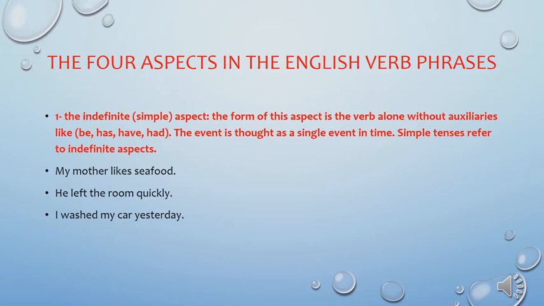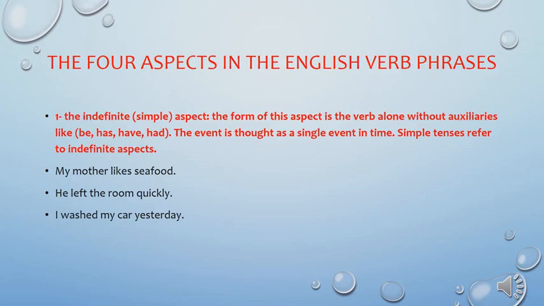Now let's have some examples. My mother likes seafood. If you want to identify the aspect in a verb phrase, you have to identify the verb in the sentence. In this sentence, the verb is likes. Likes is a verb that comes alone without any auxiliary. When we say alone, it means that it is not preceded by any auxiliary. So it is alone. Because it comes alone without any auxiliary, it means that the aspect is the indefinite or the simple aspect.